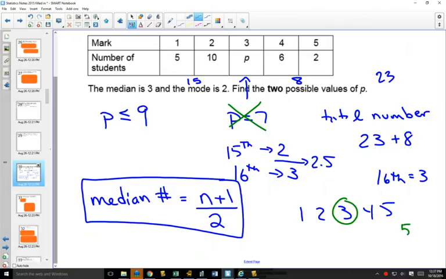5 plus 1 divided by 2 tells you it is the third one. If you had 6 numbers, the median is going to be the average between the third and the fourth one. If you do 6 plus 1 divided by 2, you get 3.5, which is telling you that you need to go between the third and the fourth one.